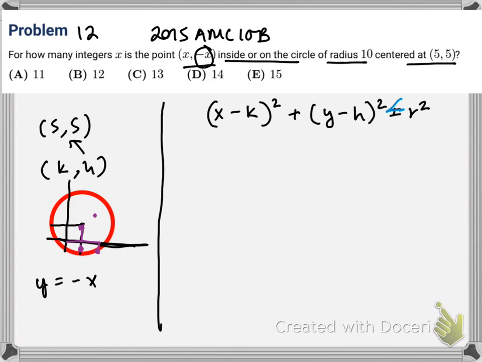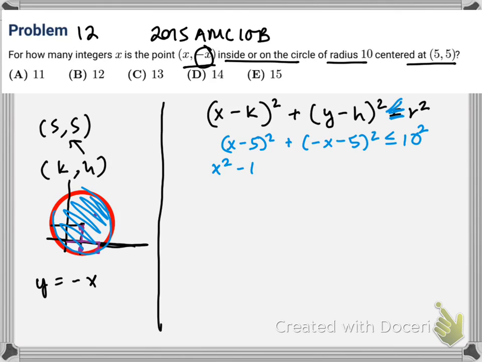Now, there's one more thing going on with our equation that I want to address, and that's the fact that we're going to treat this as an inequality. That's because I'm looking for all these x coordinates that fall in here and on the edge right over here. So instead of finding points that are equal to, I'm going to say they're going to be less than or equal to, which means they're within the scope of this circle. Now I'm going to start plugging values in and evaluating right over here. So I'm going to say x minus 5 the whole squared plus negative x minus 5 the whole squared is less than or equal to 10 squared.